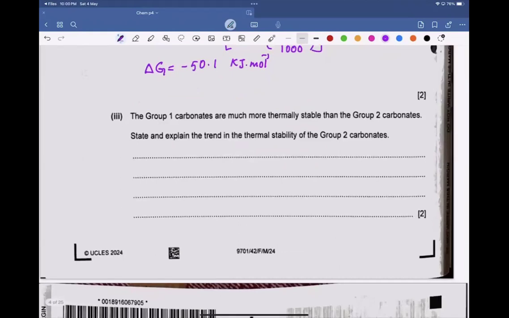Okay, now third part. Group 1 carbonates are much more thermally stable than group 2 carbonates. Explain the trend in thermal stability of group 2 carbonates, and it's of 2 marks.